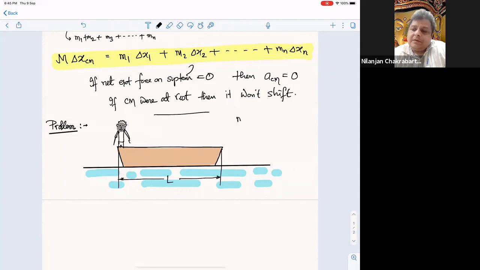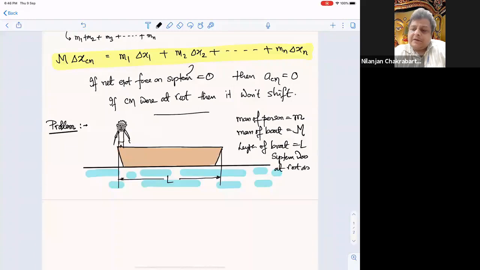See here, mass of the person is small m, and mass of the boat is equal to capital M, and length of the boat is equal to L. So the system was at rest as in the figure.